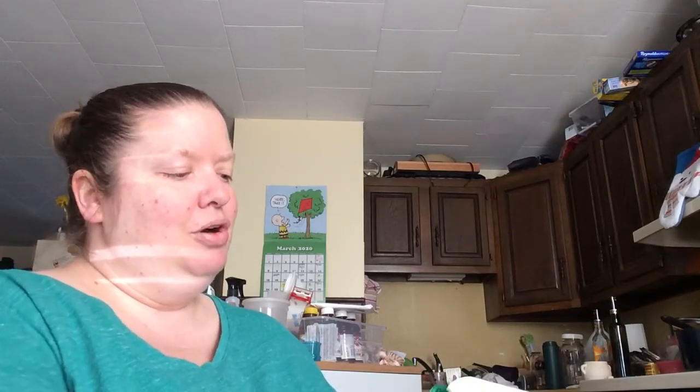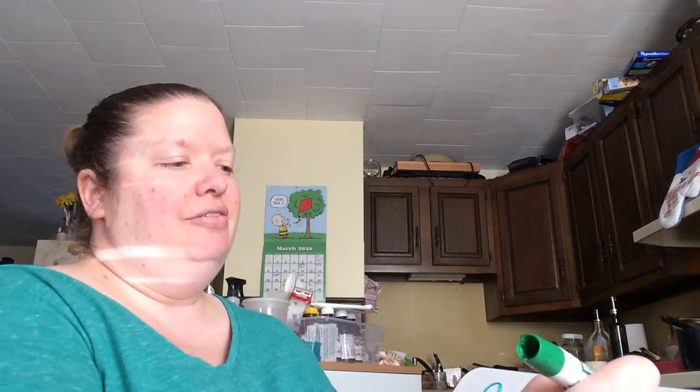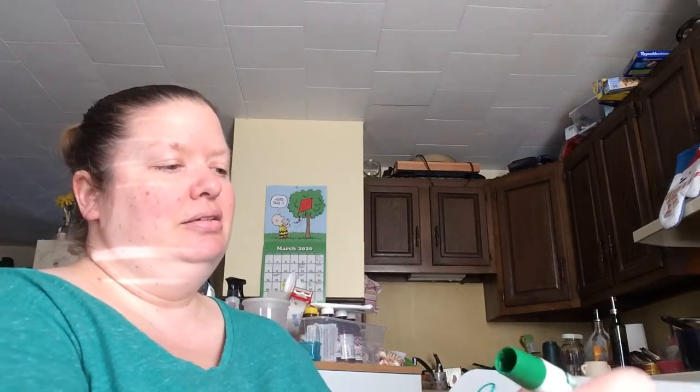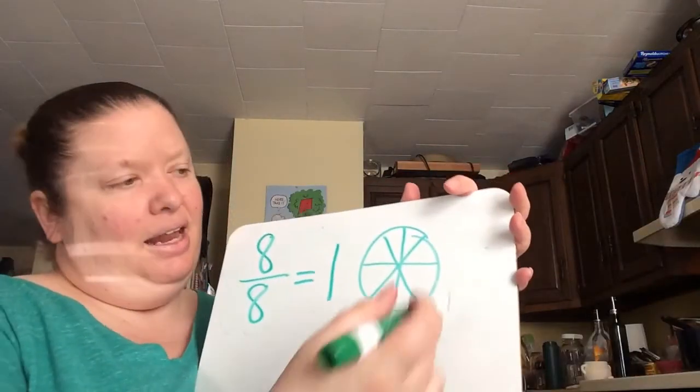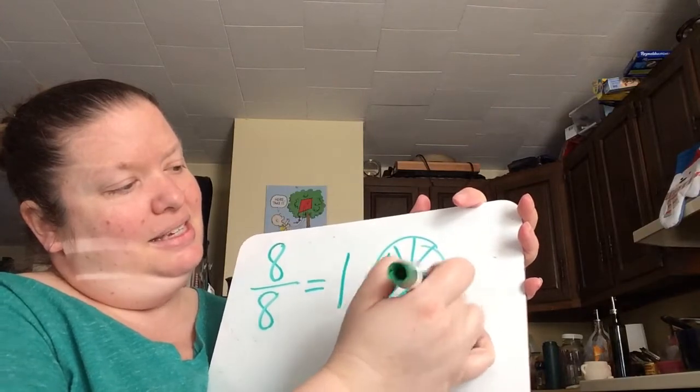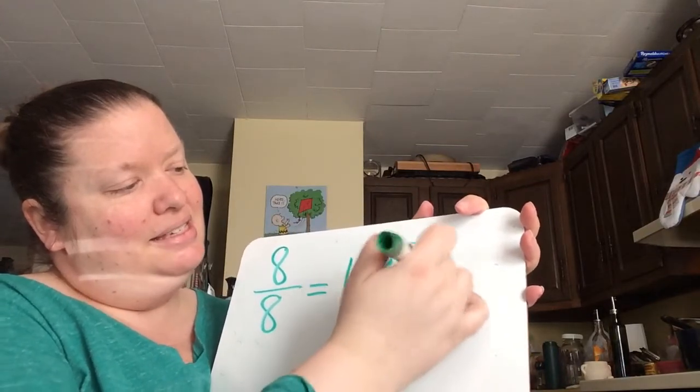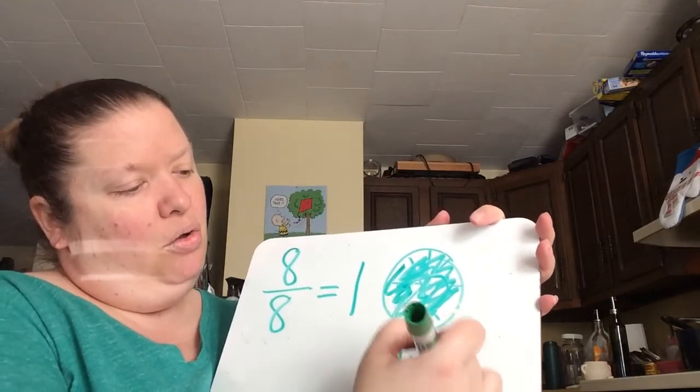itself, any number over itself is 1 whole. So it's like saying I have my pizza and it has 8 pieces, and I have eaten all 8 pieces, or my family has. We have eaten 1 whole pizza.